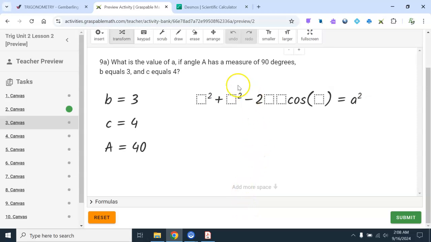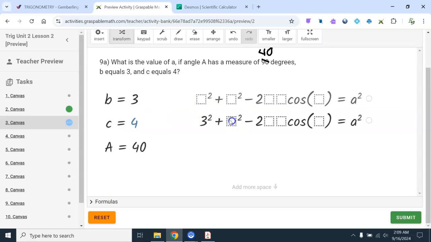In the second problem, I forgot to change this to 40 degrees, but we're looking at a 40-degree angle now instead of a 90-degree angle. So the problem is 3 squared plus 4 squared minus 2 times 3 times 4 times the cosine of 40 degrees. Since 90 gave us an answer of 0 here, and the final answer was 5, since we're decreasing the angle measurement, the length of A should also decrease, so you should end up with a final answer that's less than 5.